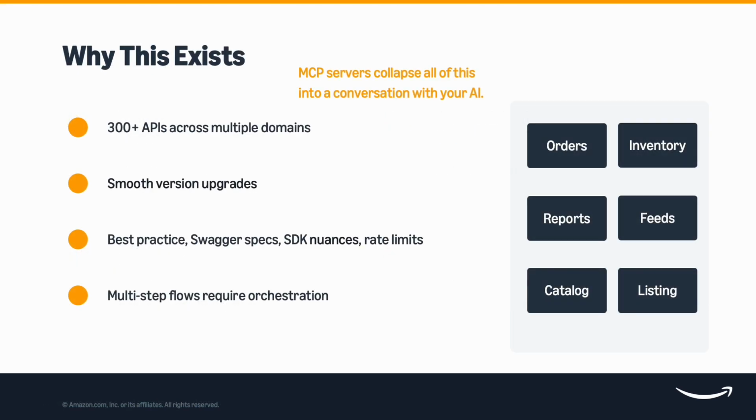If you've built on SP API, you know how much there is to manage. There are over 300 APIs spread across orders, inventory, reports, feeds, catalog, and more. Version migrations require significant effort and careful planning. You're navigating best practices, Swagger specs, SDK nuances, and rate limits that vary by endpoint. And many real-world tasks require multi-step orchestration, like creating a report, polling until it's ready, downloading it, and then processing the data. The MCP servers collapse all of that into a simple conversation with your AI assistant.